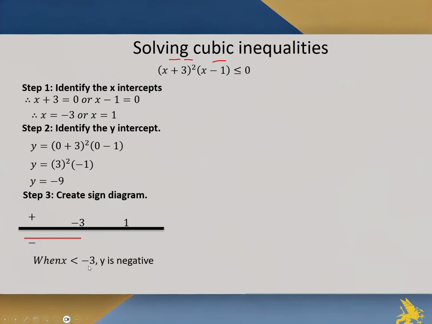So that means when x is less than -3, we have a negative. Now, let's look at the next part. So that's when we've got between -3 and 1.